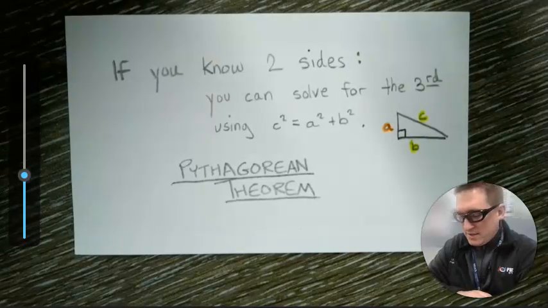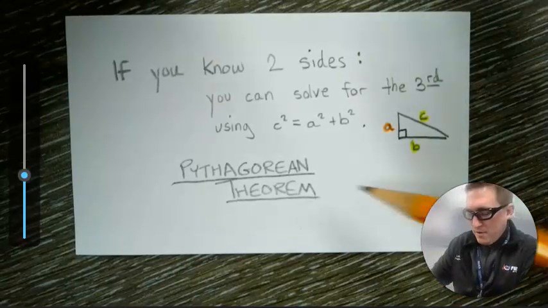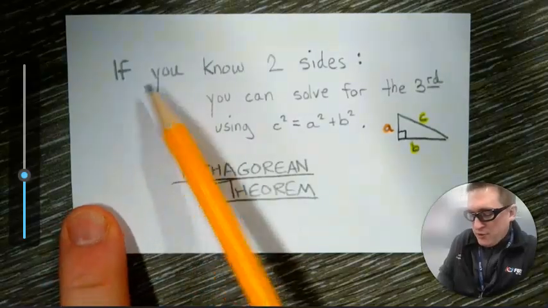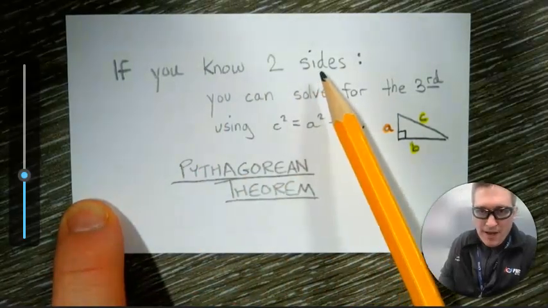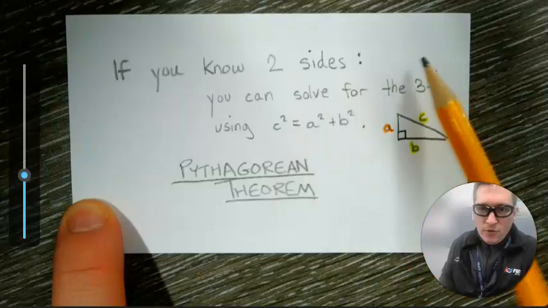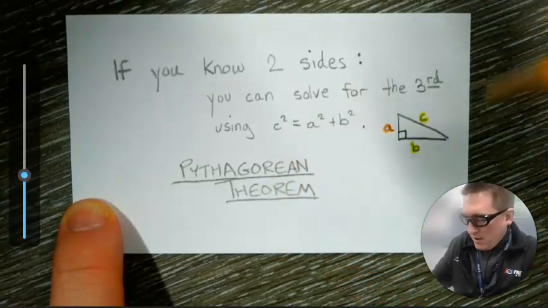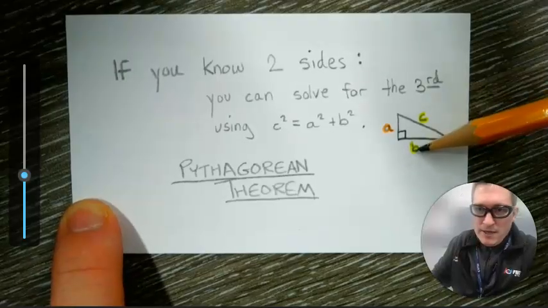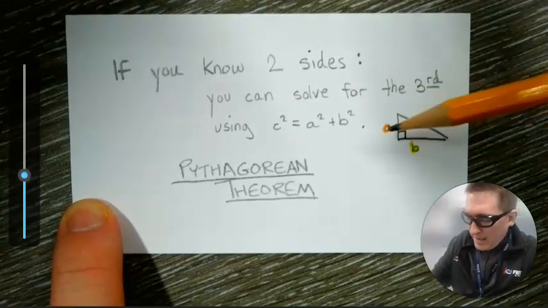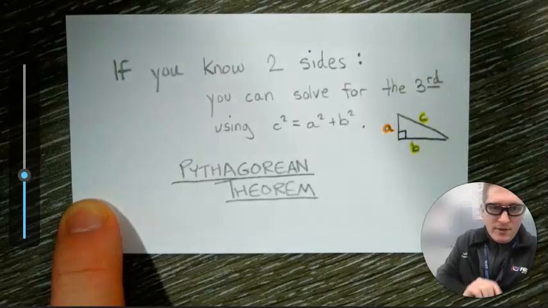In the previous lesson, we learned the Pythagorean theorem. The Pythagorean theorem said that if you know two sides of a right triangle, you can solve for the third side using c squared equals a squared plus b squared. For instance, if I know side B and side C, I can calculate the length of side A.